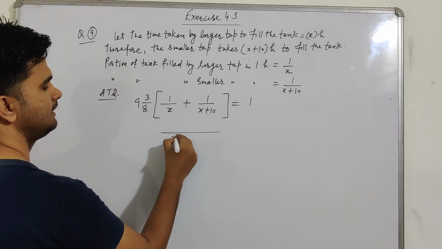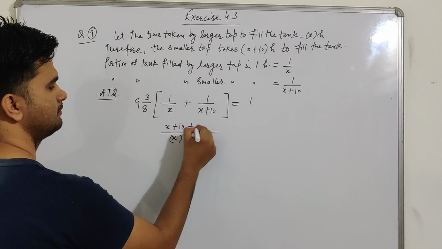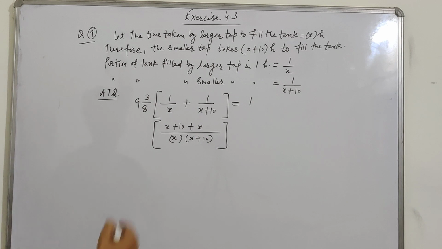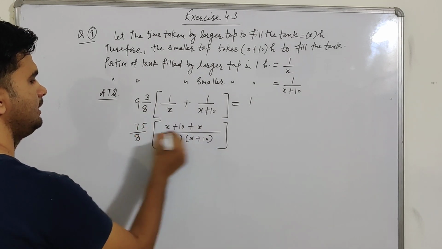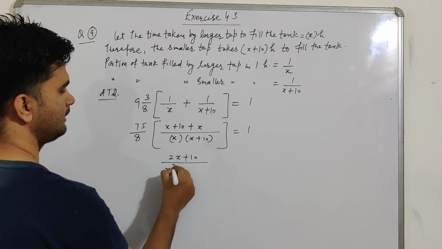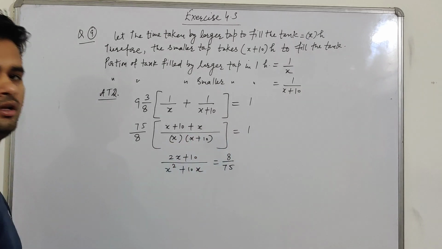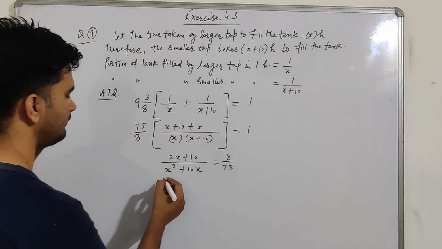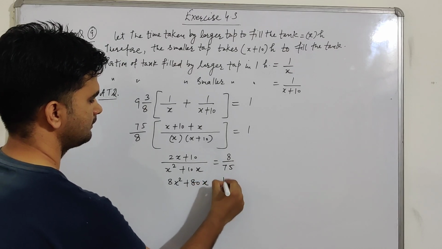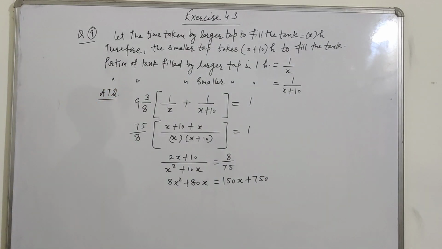Now LCM of x and x plus 10: x plus 10 plus x. This 9 and 3/8 means 75 by 8, is equal to 1. 2x plus 10 over x square plus 10x is equal to 8 by 75. Now cross multiply. 8x square plus 80x is equal to 150x plus 750.